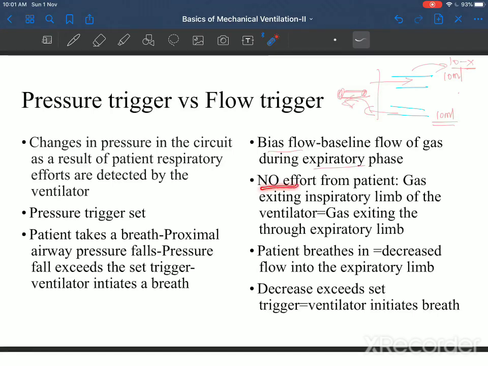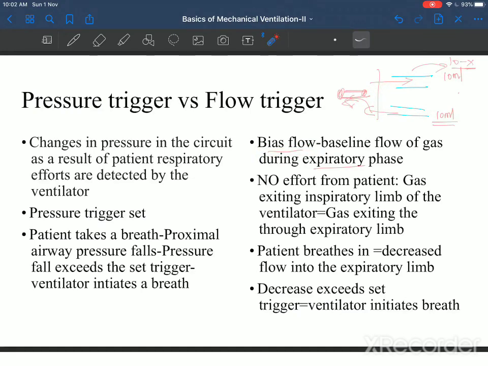If there is no effort, then gas exiting the inspiratory limb is equal to gas exiting the expiratory limb. If the patient breathes in, there is a decreased flow. And if this decrease exceeds the set trigger, then the ventilator initiates a breath. What is the importance of bias flow? Bias flow is to satisfy the needs of the patient at the earliest. The ventilator will not know when the patient is going to take a breath. Unless there is a continuous amount of flow, when the patient takes a breath, there will be no gas. So that is why bias flow is important.